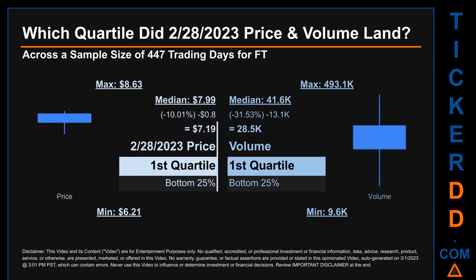Descriptively, FT has a median price of $7.99. Therefore, February 28, 2023 price was lower from that middle marker by 10.01%. The day's volume of 28.5 thousand was less than the median by 31.53%.